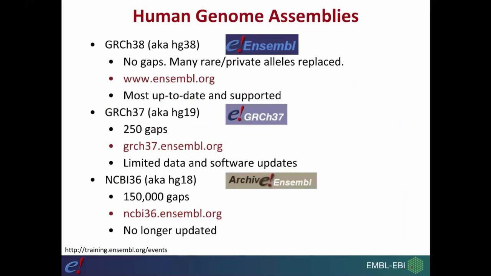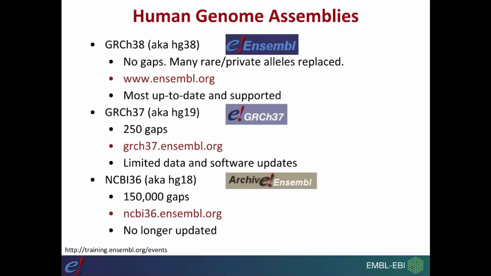In Ensembl, we have 3 different human genome assemblies available. The most up-to-date and supported version is called GRCh38. This stands for Genome Reference Consortium Human 38. This is the one you will find in ensembl.org, and it doesn't have any gaps.